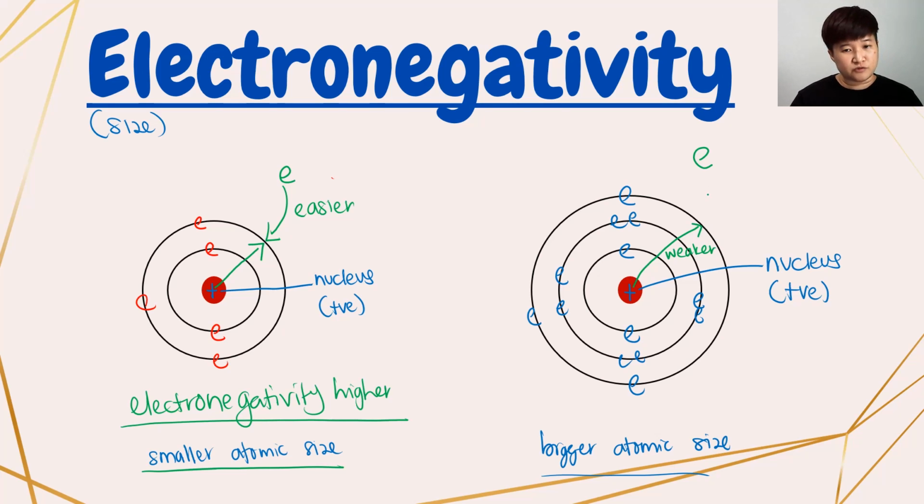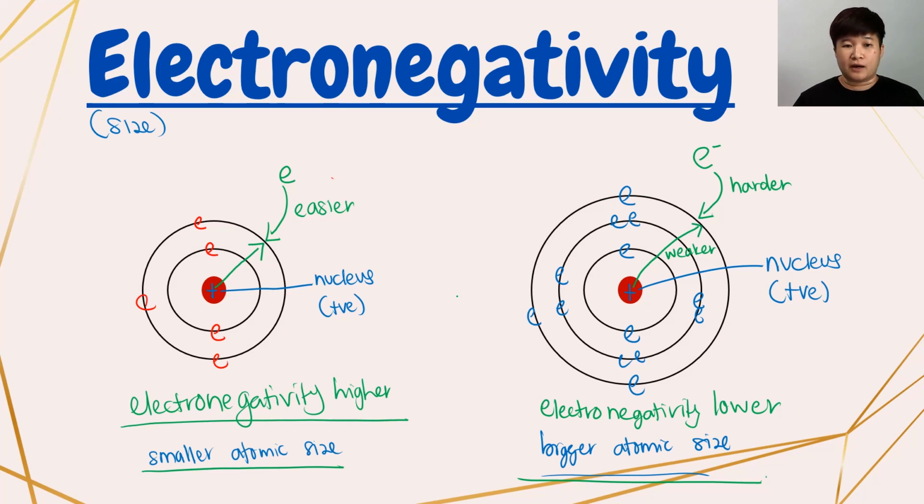When the nucleus attraction is weaker, is it easier to pull the electron to go in or is it harder? It's harder to pull the electron to go in. Why? Because the nucleus is very far from the outermost shell. So it's harder for the electron to go into the outermost shell. Therefore, electronegativity will be lower when the atomic size is bigger. So bear that in mind, electronegativity is highly affected by the size. When the size is smaller, electronegativity is higher. When the size is bigger, electronegativity is lower.